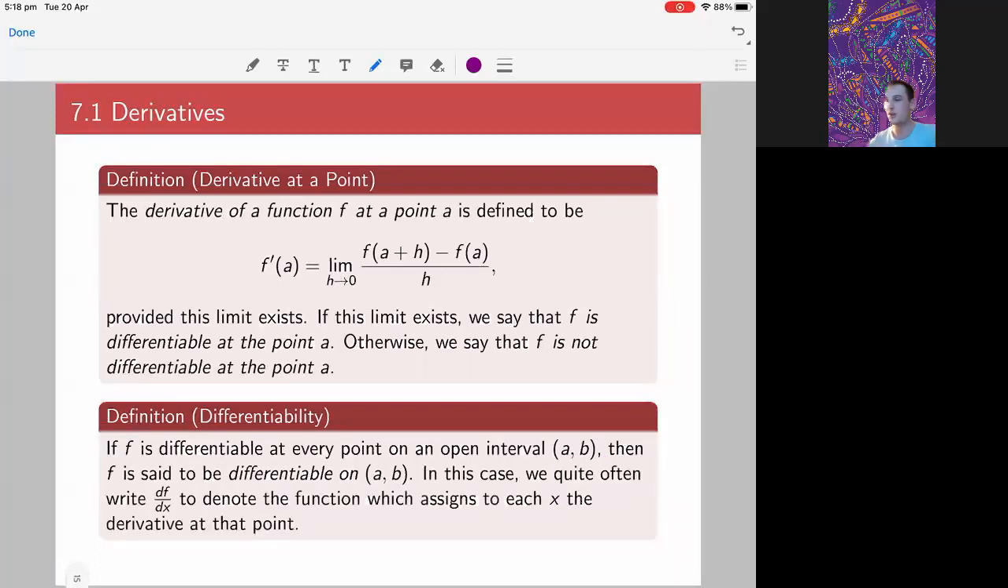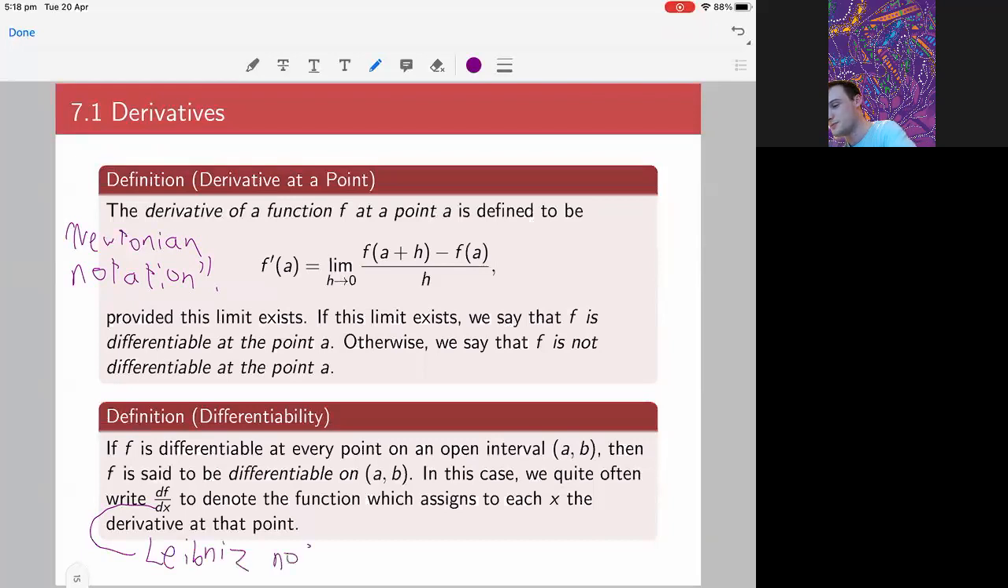Now, just some notation. We've used the f dash of A notation. This is typically what's called Newtonian notation, where derivatives are denoted with dashes. But we also have this notation here. This is known as Leibnitz notation, and this is where the derivative is defined to be df on dx.